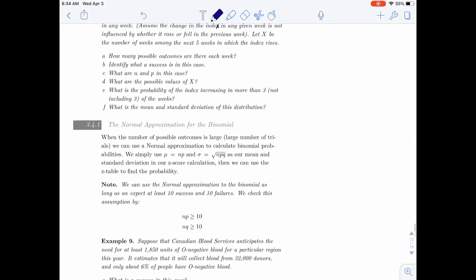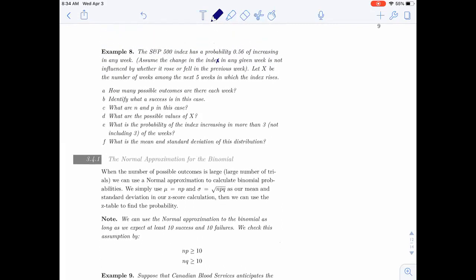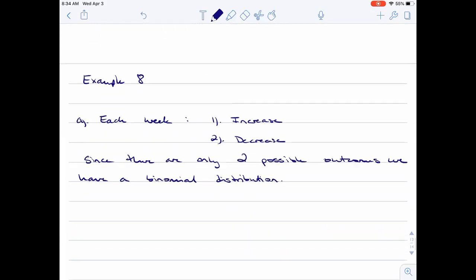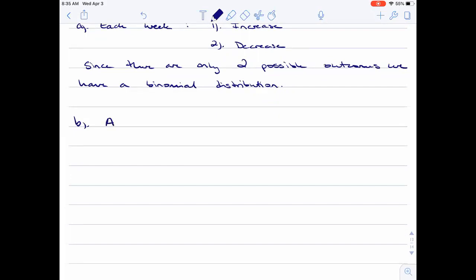Part B, identify what a success is in this case. Okay. So in this case, we're given the probability of it increasing is 0.56. So that means a success would be the stocks increasing, which I think we can all agree is a success overall. Well, generally. So a success in this case is the index increasing.